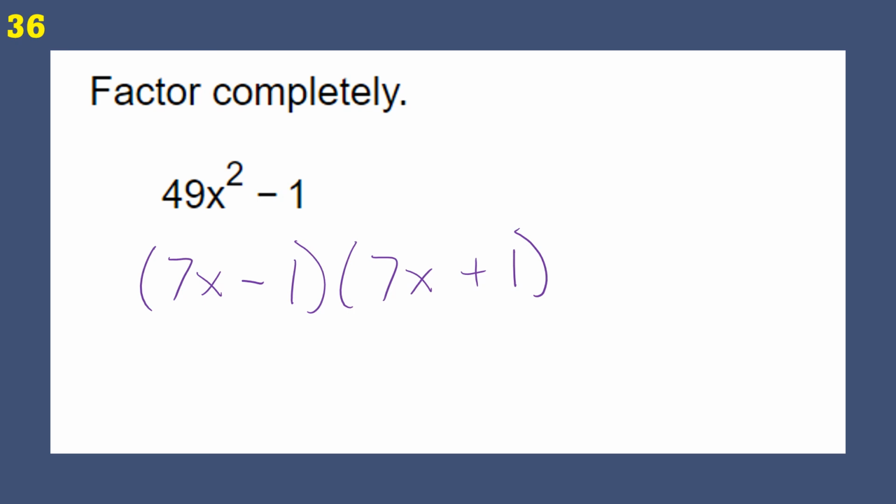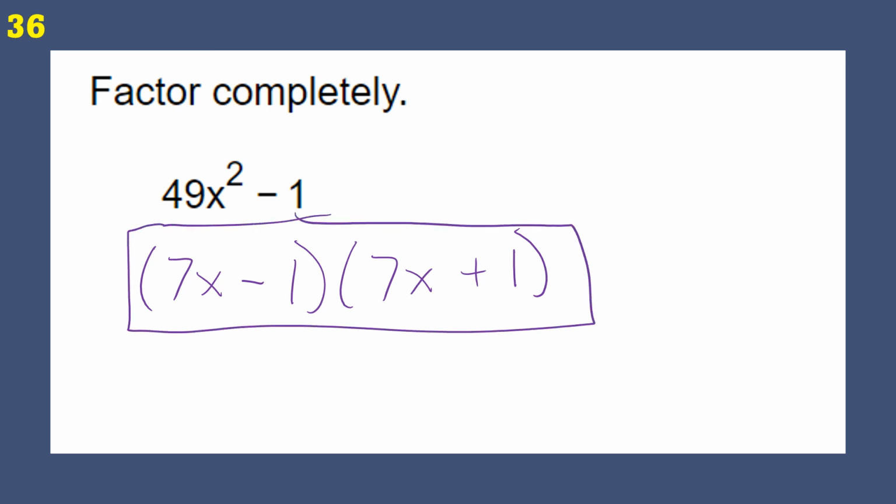We get positive 7x and negative 7x. And that's why when we're done, we get just two things instead of having a normal trinomial.